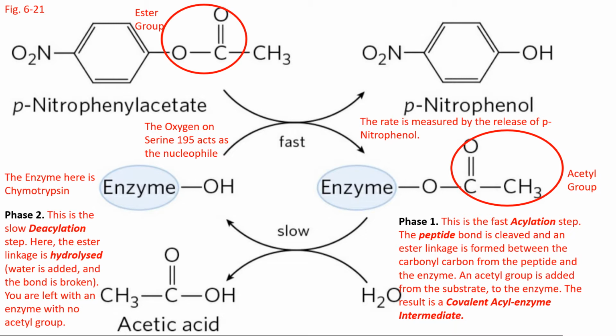The result is a covalent acyl enzyme intermediate. So all of the words that are in bold, you should know those words. In phase 2, this is the slow deacylation step. Here the ester linkage is hydrolyzed. That's when water is added and the bond is broken. You are left with an enzyme with no acetyl group, so you're left with a free enzyme.